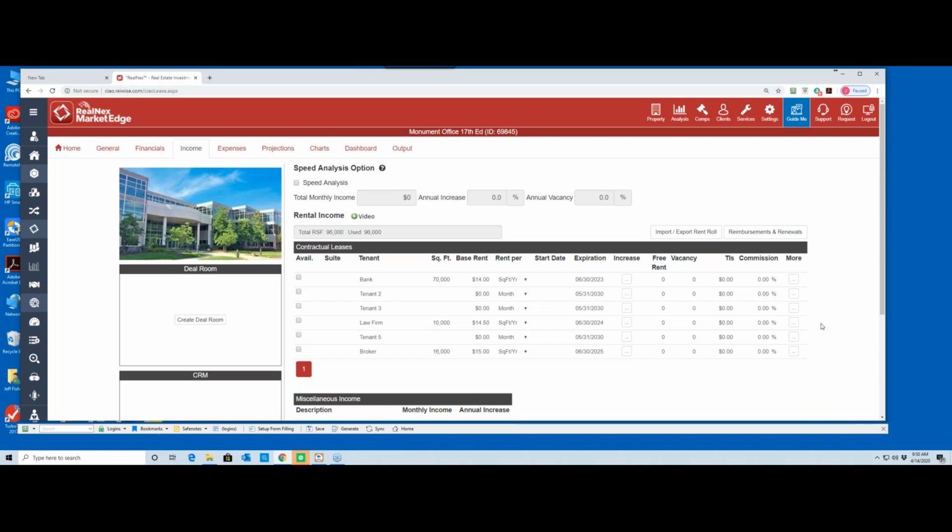How would you address retail leases with different CAM and reimbursement terms?